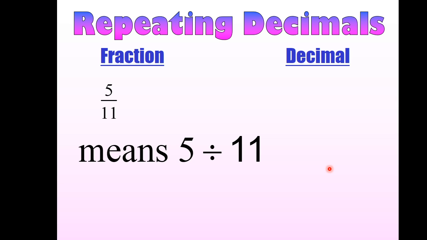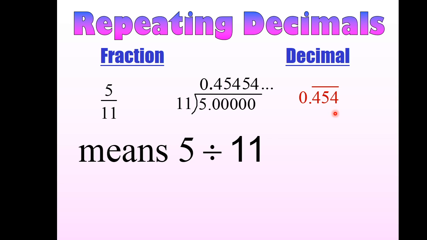5/11 means 5 divided by 11, right? That means we have 4, 5, 4, 5, 4, 5. But this is not going to be allowed because we need to make it simpler. We can write it as 0.45 with a bar on top. So that's the simplest form you can get.